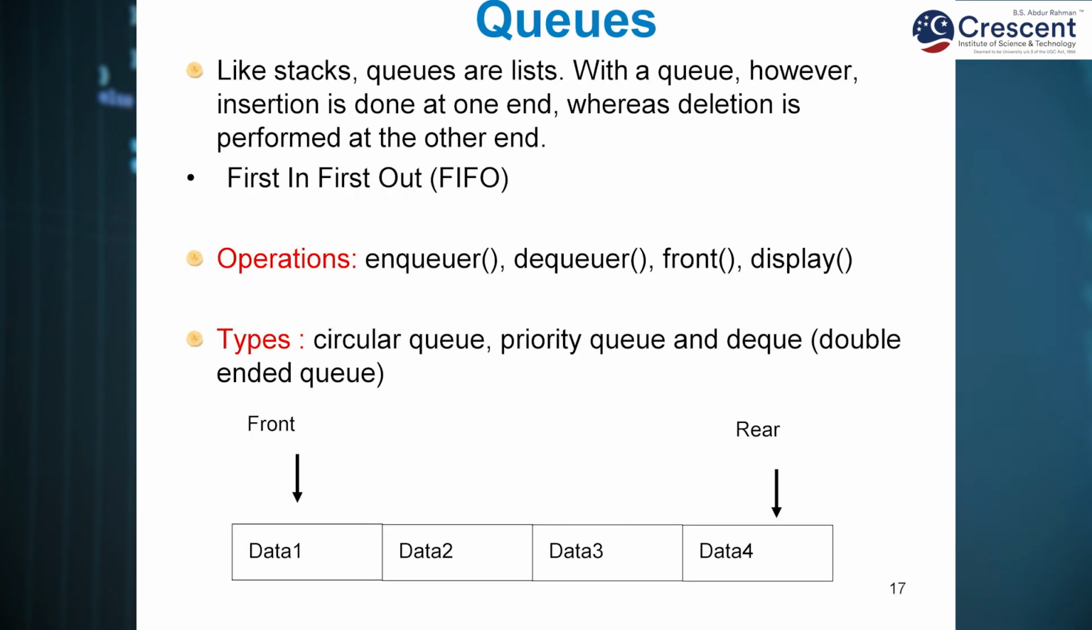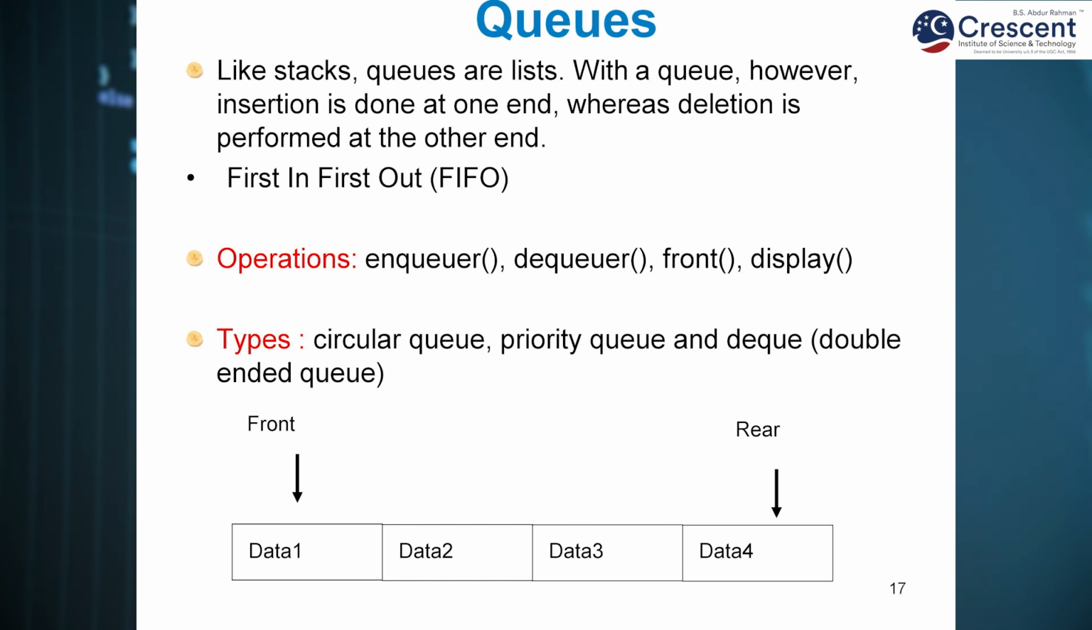Then the next ADT is called the queue ADT. Like a stack, a queue is also one type of list, right? But instead of one pointer, here we have two pointers, a rear pointer and a front pointer. For inserting, we insert the data using the rear pointer, while for deleting, we delete the data from the queue using the front pointer. Here the queue follows the first in first out principle. Whatever data you insert first, you can delete first. That is the meaning of the FIFO principle.